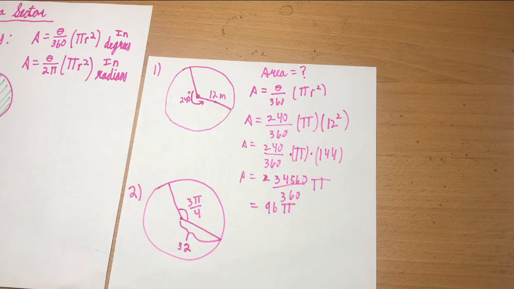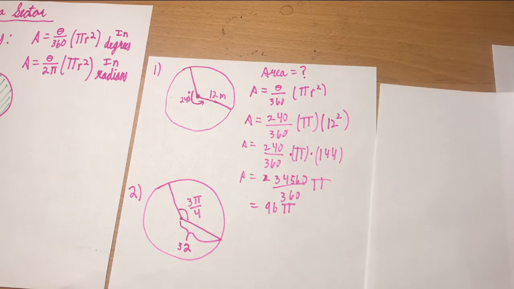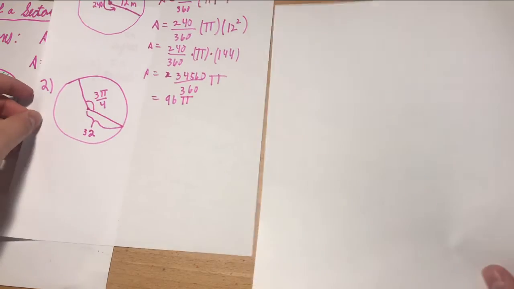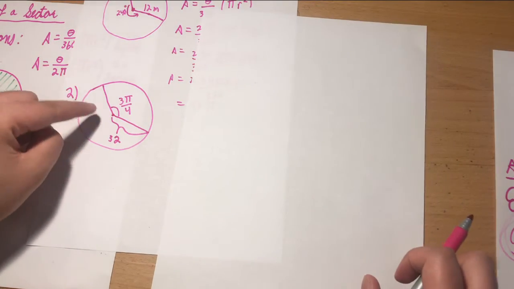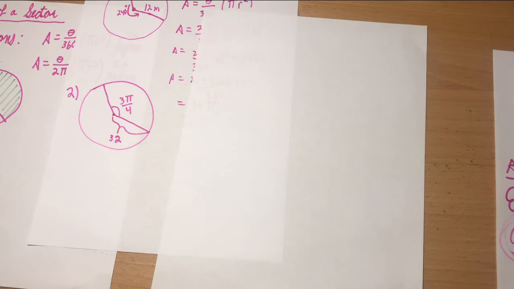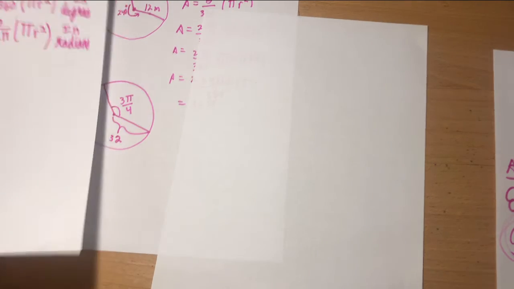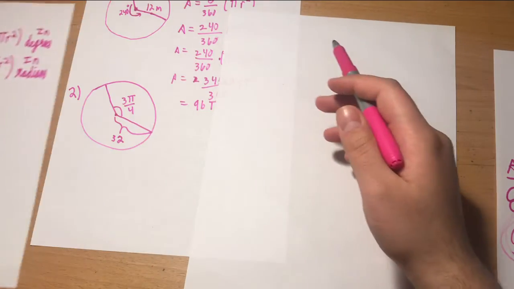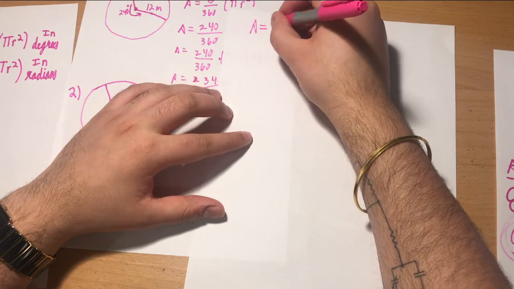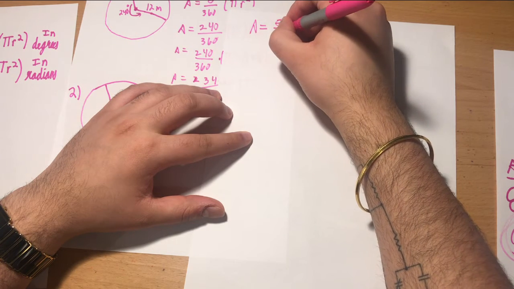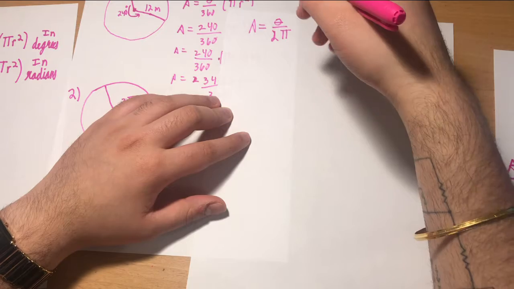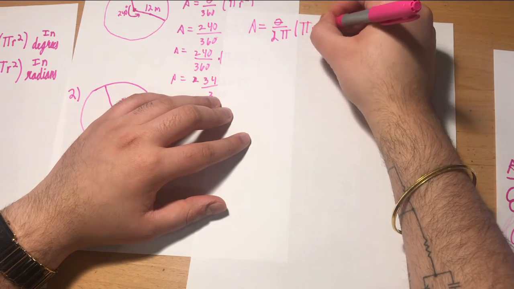Okay, now let's look at this next problem. So I'm just gonna grab another piece of paper because we're not gonna have enough room to do the full calculation of this here. So let's look at the circle we are given, right? So we have a circle here. Our angle is 3 pi over 4, while our radius is 32. All right, so again, same thing. We're given our angle in radians, so we're going to use this version of the formula. So area is equal to theta over 2 pi. I might have said theta over pi over 2. I meant theta over 2 pi. Multiplied by pi r squared.